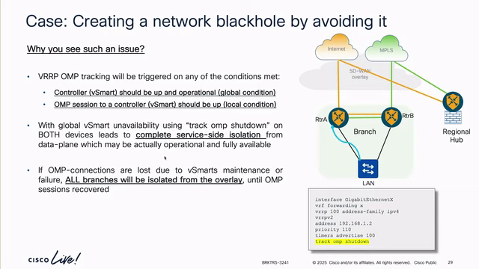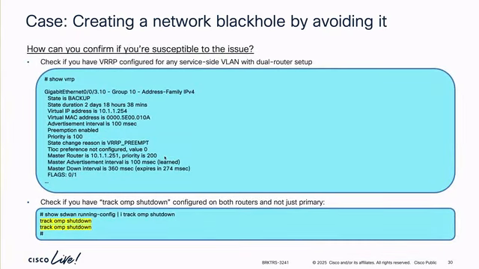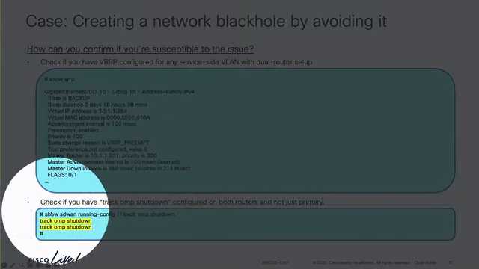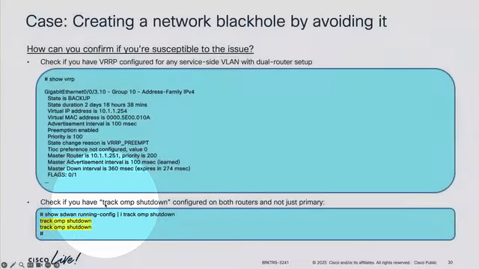So how can you confirm that? You can easily confirm it by checking a few commands. First of all, you would go to each device and see if that specific command was configured or not. You can run the show run command and look for track OMP shutdown on different interfaces. What you want to double check is that it's not configured on your peer device in the same site. That's the most crucial part.